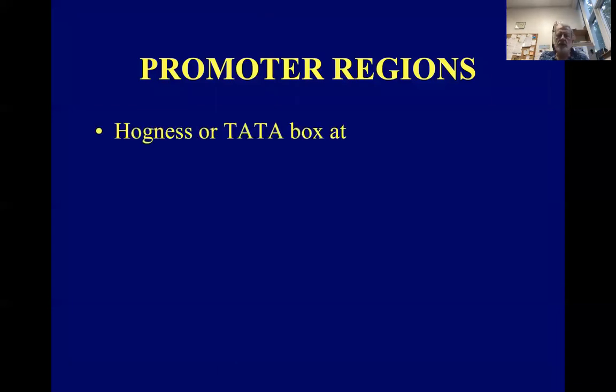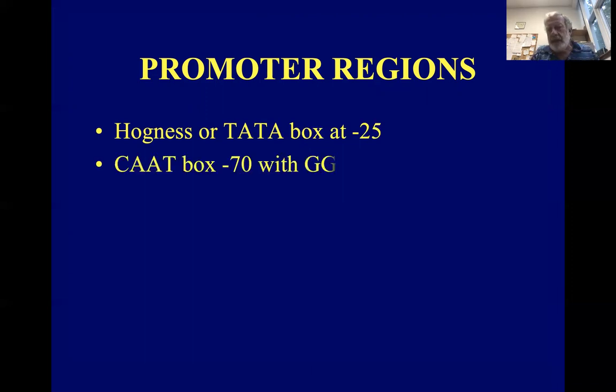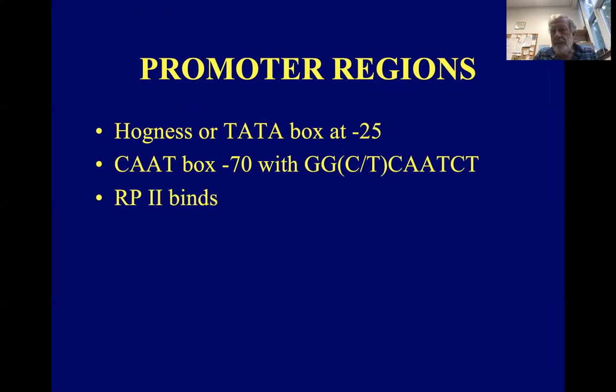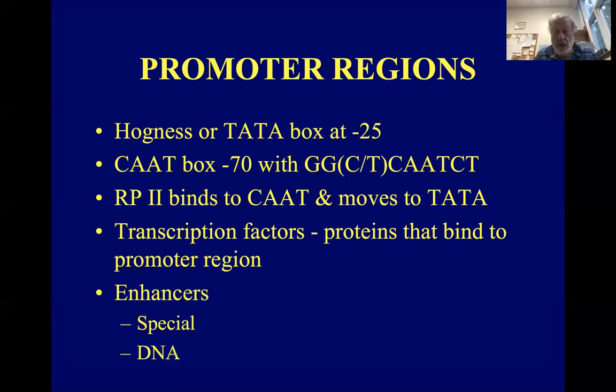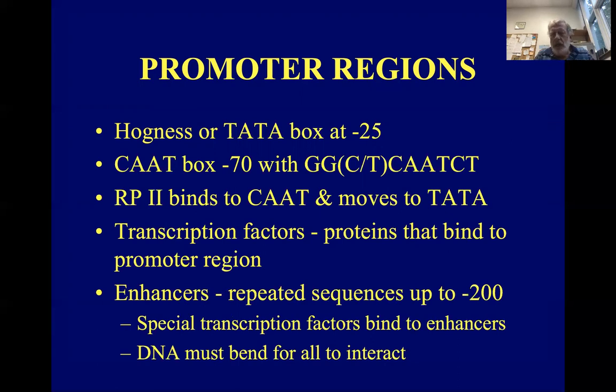So eukaryotic promoter regions include the Hogness or TATA box at -25 base pairs before the gene, and the CAT box at -70 with a consensus sequence that has CAAT in it. RNA polymerase 2 binds to the CAT box and moves down to the TATA box. Transcription factors are numerous proteins that help, and they tend to bind to promoter regions and other regions also. They're like enhancers, which can be several hundred, even several thousand base pairs away from the gene. And special transcription factors bind to the enhancers, whereas basal transcription factors bind to the core promoters, the things at the top of this slide here, like the Hogness and the TATA box.